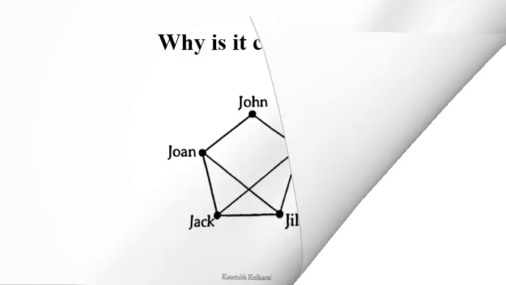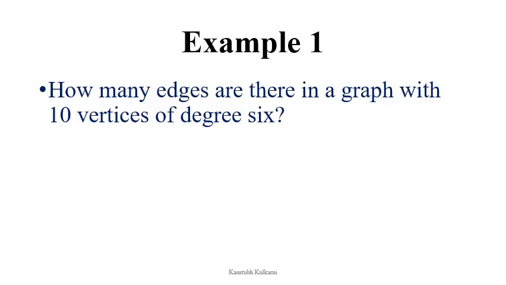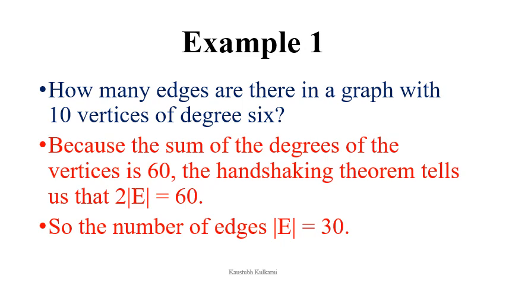Now some mathematical applications of this. If we know that a graph has 10 vertices, and we also know that the degree of each vertex is 6, we want to count how many edges there are in the graph. We can do that with the handshaking lemma. The total sum of degrees will be 10 vertices, each with a degree of 6, so that is 60. And it is equal to twice the number of edges. Therefore, the number of edges will be 30.